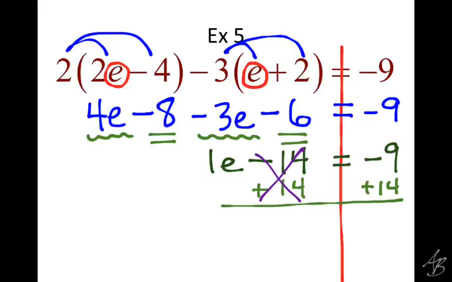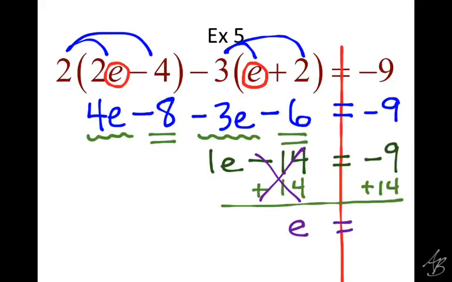We're not going to put 1e, though. Remember, we said we could leave the 1 off, right? So we're just going to put the e there. You can put the 1 there, but you don't need it. And then on the right side, since we have a negative number and a positive number, are we going to add or subtract?